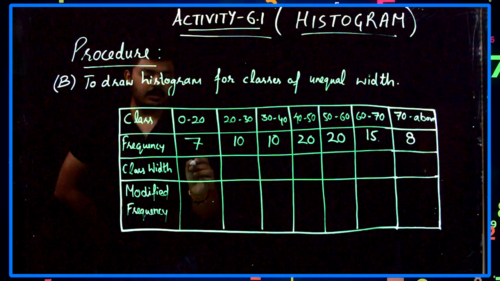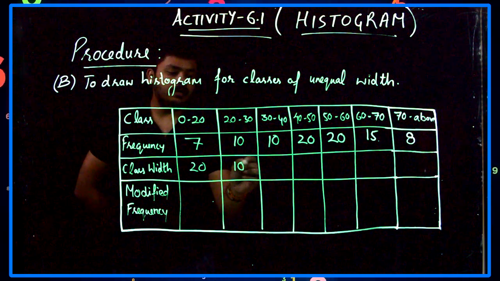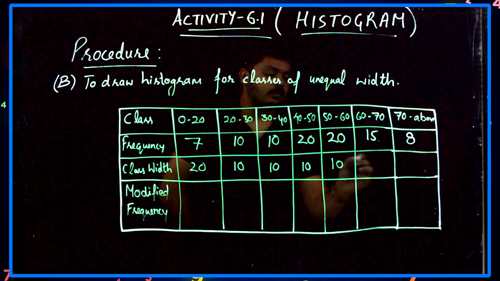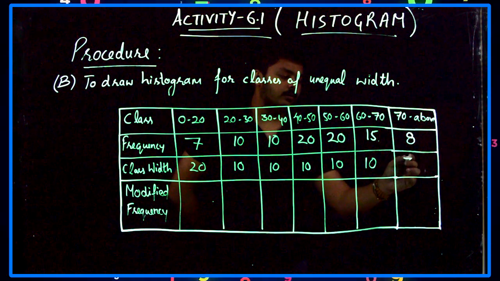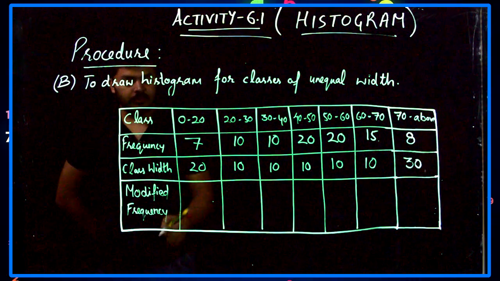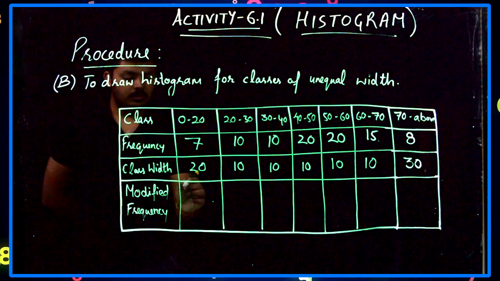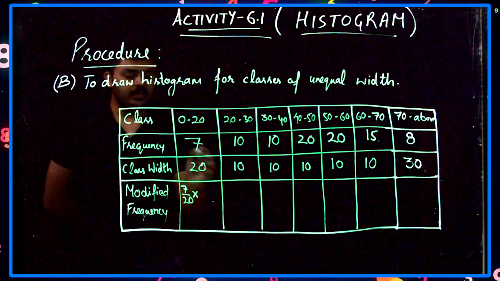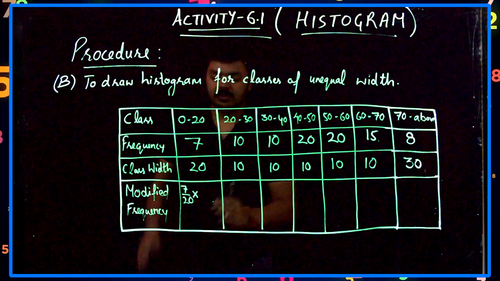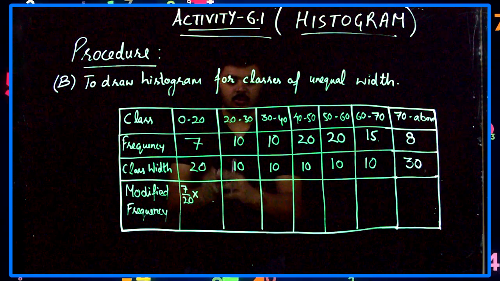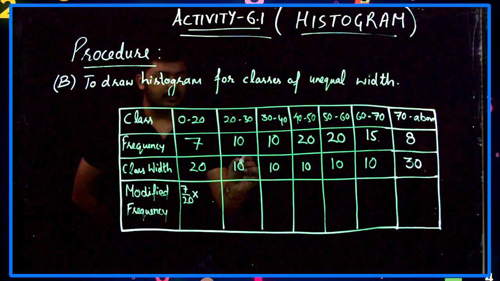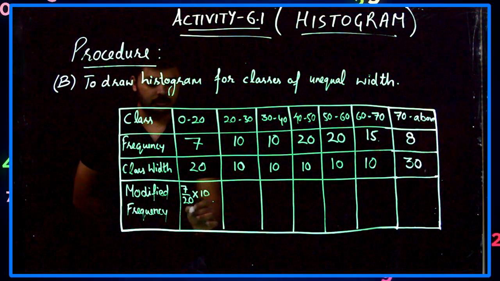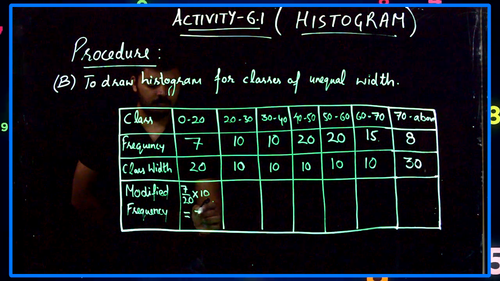Now the class widths are 20, 10, 10, 10, 10, 10 and here it is 30. Now the modified frequency is frequency upon class width into selected class width. So we select the class width that is smallest. The smallest class width is 10, so our selected class width is 10. So multiply by the selected class width. So it is equal to 3.5.